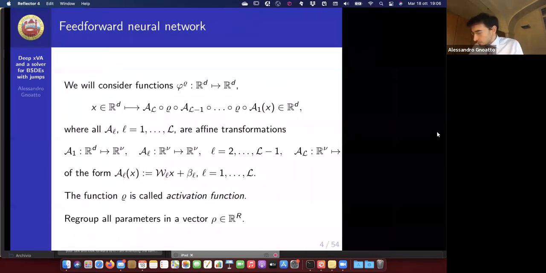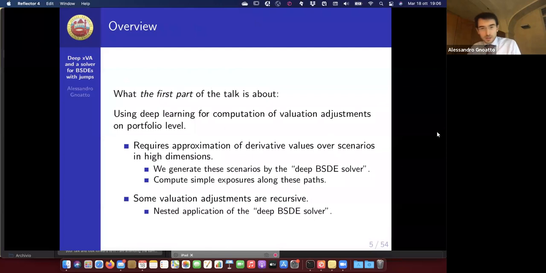So what is the first part of the talk about? The idea is to use deep learning methods in order to compute certain quantities which are known in the literature as valuation adjustments. Valuation adjustments have emerged in the aftermath of the financial crisis with the idea of including in the valuation of derivatives, of contingent claims, several aspects such as the possibility of default of all the counterparties involved in the transaction and several funding issues.